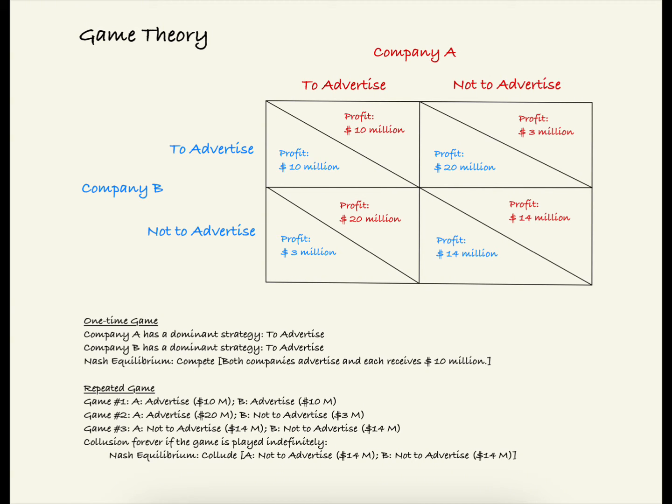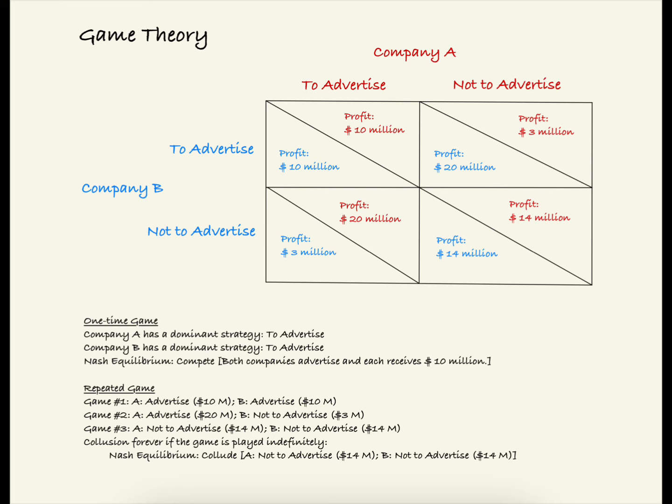Now let's put ourselves in the perspective of Company A. Company A knows that Company B has two options, either to advertise or not to advertise. If Company B chooses to advertise, Company A should also advertise, because if they do not advertise, they will only make a profit of $3 million. If Company B chooses to advertise, and Company A also chooses to advertise, Company A will make a profit of $10 million. Since $10 million of profit is greater than $3 million of profit, Company A will choose to advertise when Company B also advertises.